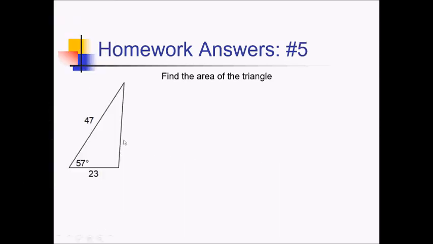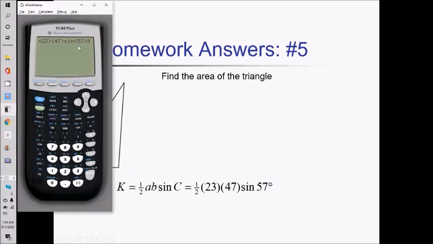To find triangle area here, I've got two sides and an angle between them, so I'm going to use my half-sine formula, 1/2 AB sine C. So that's going to be 1/2 times 23 times the other side, 47, and then times the sine of the angle between them, sine of 57. Let's let the calculator do that. And plugging all that in and pressing enter, we get 453.3.